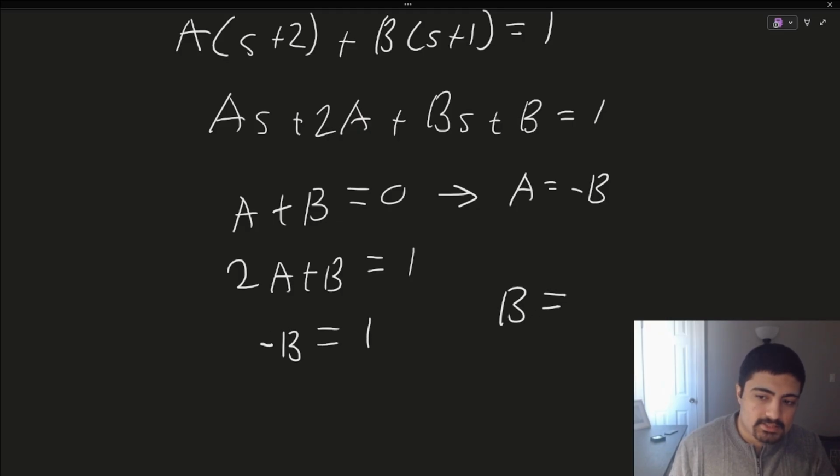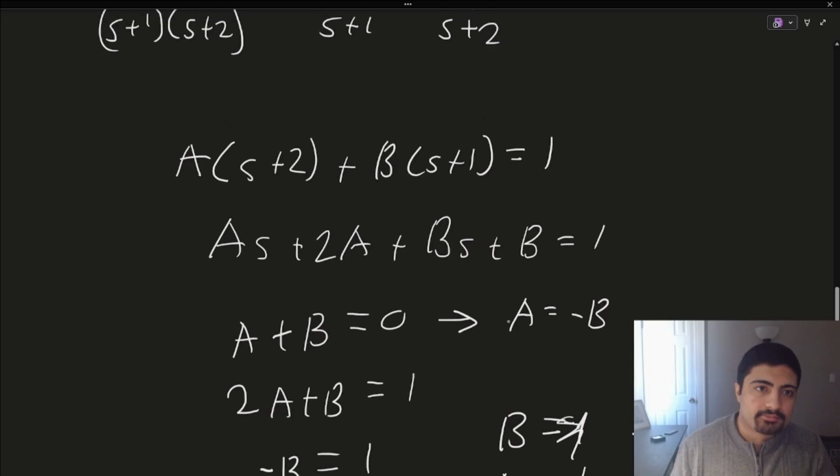This means b is going to be equal to 1. A is going to be equal to negative 1. And is that right? I think, no, b is negative 1, and a is going to be 1. Yes. So we found that a is 1, and b is negative 1, okay? A, negative 1 and 1.